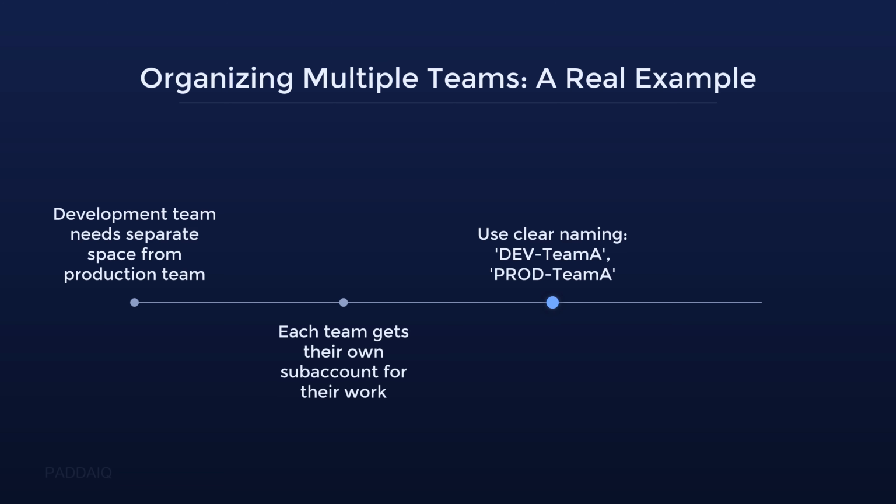Use clear naming: DEV-TeamA, PROD-TeamA. This means each team's sub-account is labeled with its purpose and team name for immediate recognition. For instance, Team A has DEV-TeamA for development work and PROD-TeamA for their live applications. This straightforward approach prevents confusion and streamlines management across your projects.